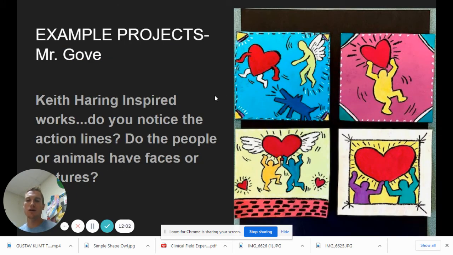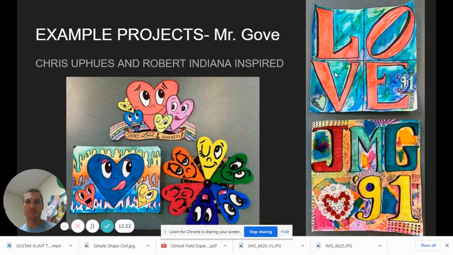Here's some Keith Haring works that I did. Do you notice those action lines? Remember, the animals and symbols and people do not have faces in Keith Haring works. I made a group of 4. You can make as many as you want. You could even make a little comic book with all these action lines. You could even add voice bubbles if you want. His work really lends itself to comics.